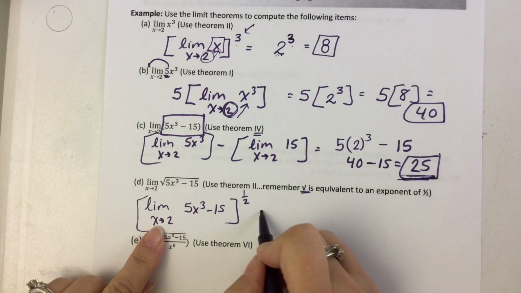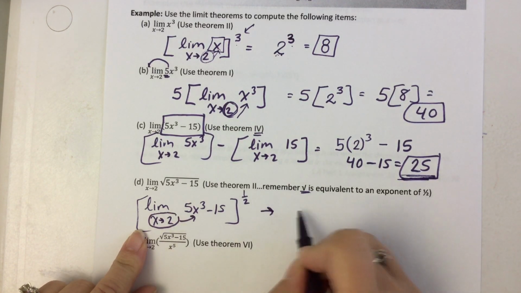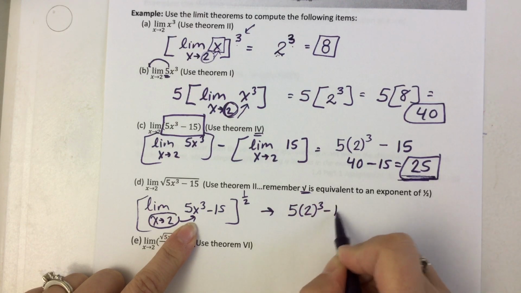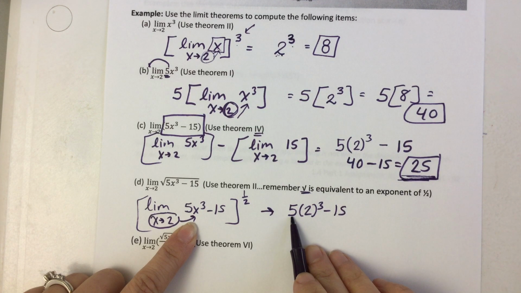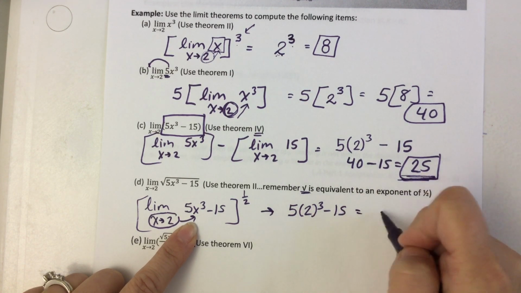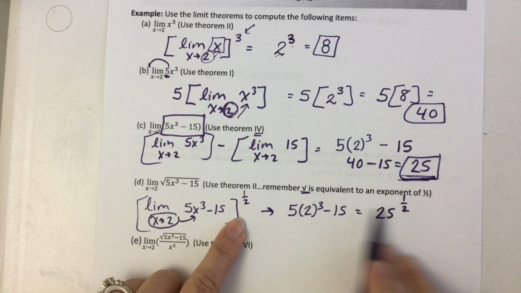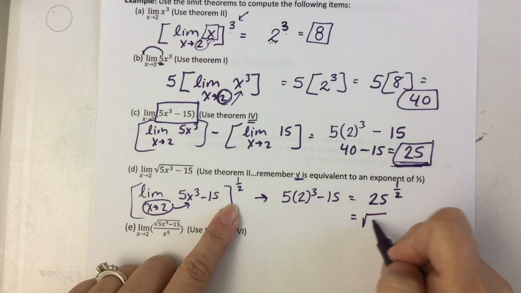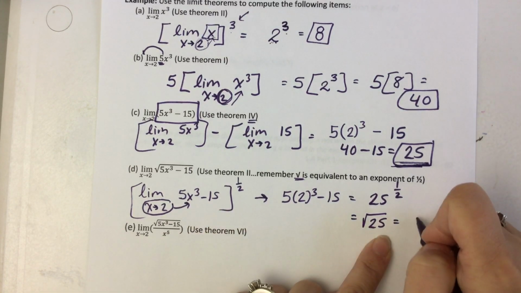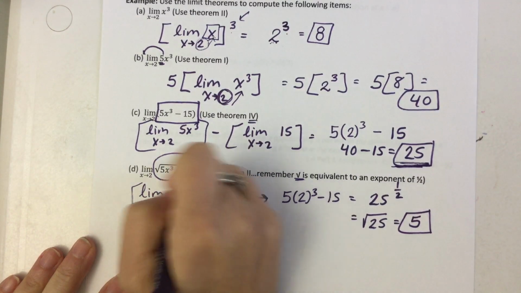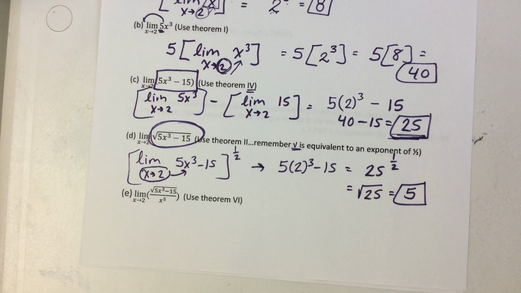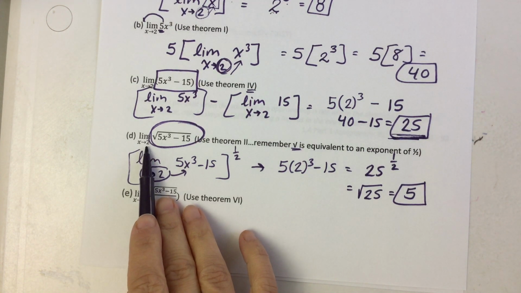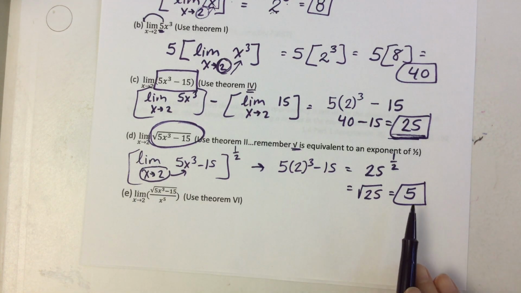Now, if I calculate the limit, you replace the x with a 2. So it's 5 times 2 cubed minus 15. Order of operations, 2 cubed is 8. 8 times 5 is 40. 40 minus 15 is 25. Now you take it to the power of 1/2, which is the same thing as a square root, and the square root of 25 is 5. So if I put this into my calculator or Desmos, or made a table like we did earlier today, as we got closer and closer to 2 from both the left and the right, our y values would be approaching 5.